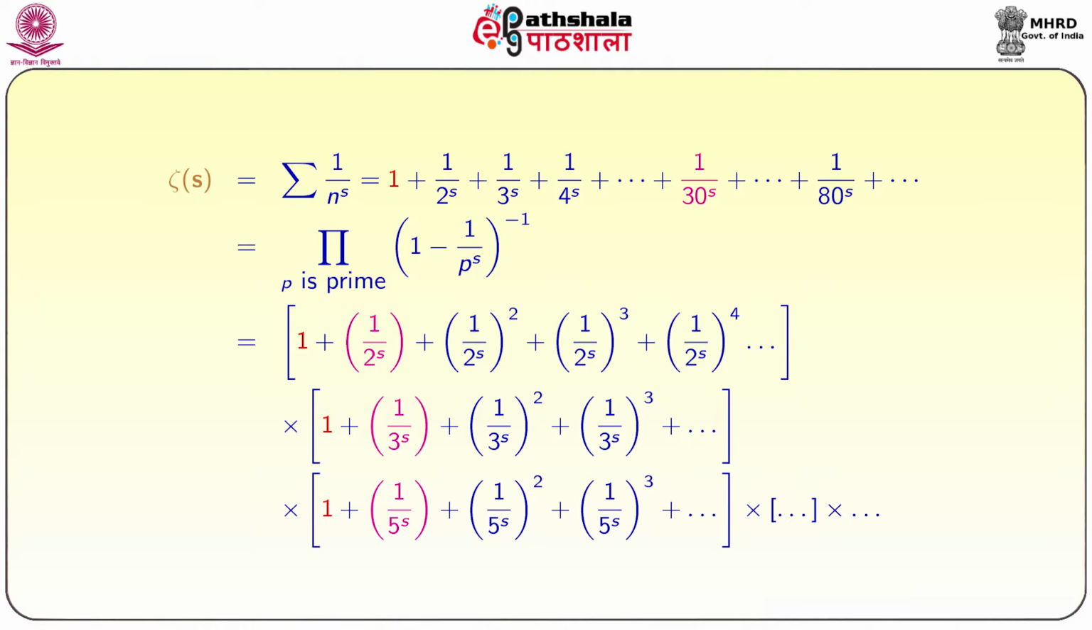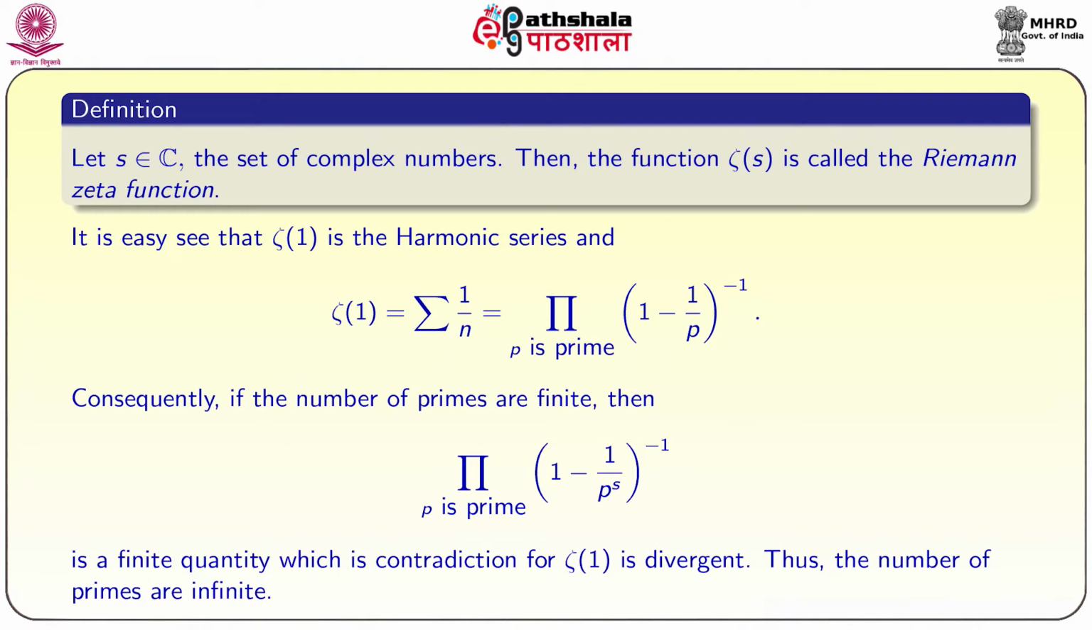Now, we will utilize this to show that the number of primes is infinite. How can you use that one? Let s belong to C, the set of complex numbers. Then the function zeta of s is called the Riemann zeta function. First, Euler actually defined this function for s a real number. Riemann extended this function to complex numbers.